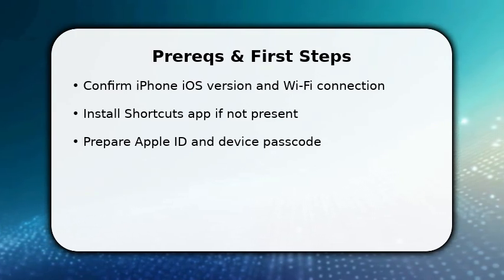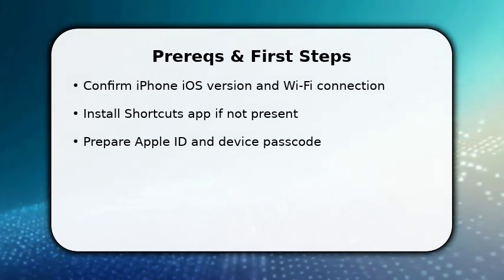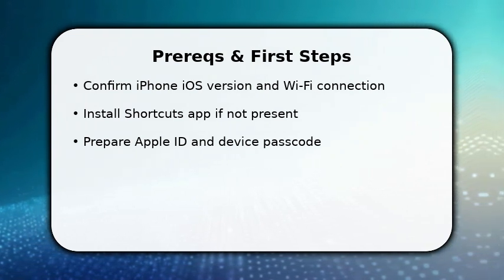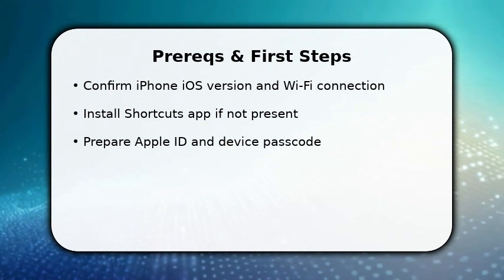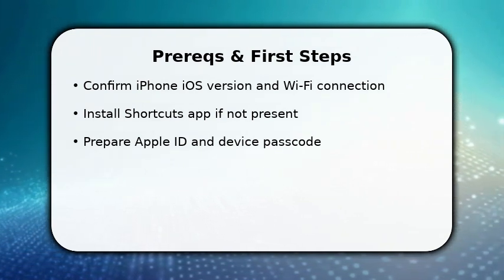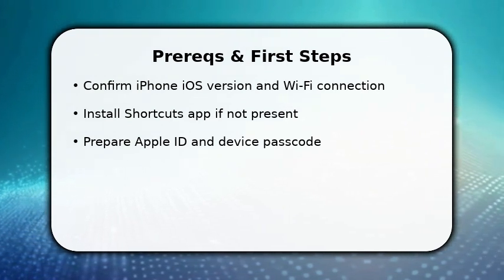Enjoy the video. You start by confirming your iPhone is on a recent iOS and connected to Wi-Fi. Open Settings to check software and make sure Shortcuts is installed. You need it for quick actions. Once done, sign into your Apple ID and keep your device passcode handy for authentication.